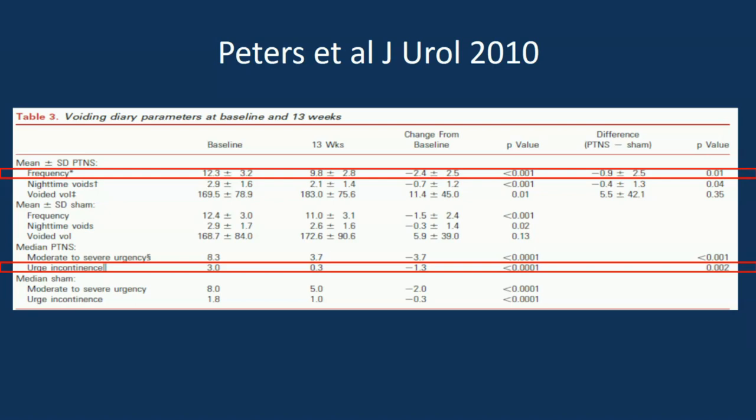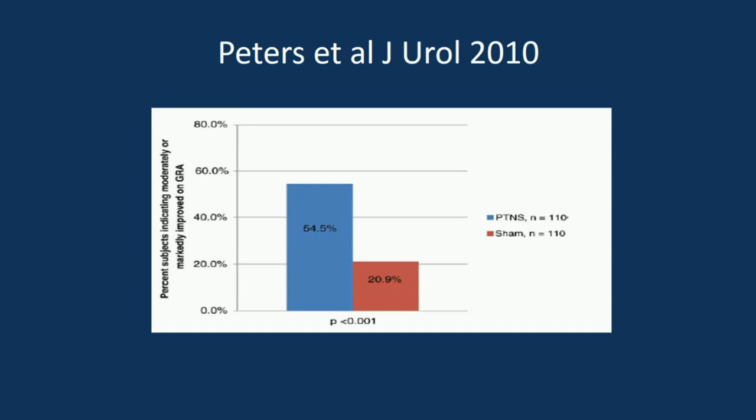So that it was a valid model that they used and created. And so again, shown here in terms of improvement and global response assessments, patients in the active tibial nerve arm did better than the ones on the sham arm. So I think it seems like that really made a lot of difference for us.